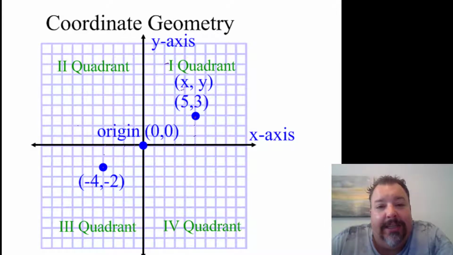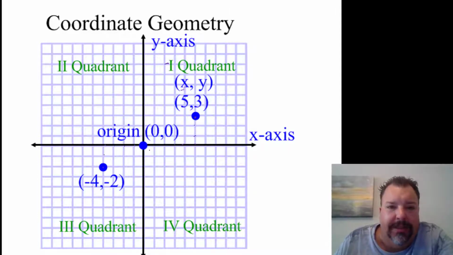What if I said, where is the point 2, negative 4? Which quadrant do you think it's in? 2, negative 4. Well, if you said the fourth quadrant, you would be correct. So we would go to the right 2 spaces, and then down 4, 1, 2, 3, 4. And then right there, that would be our point 2, negative 4.